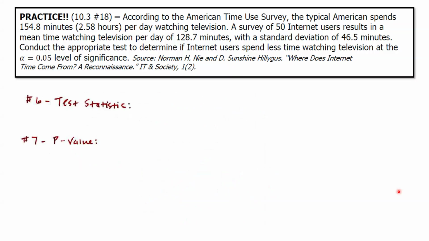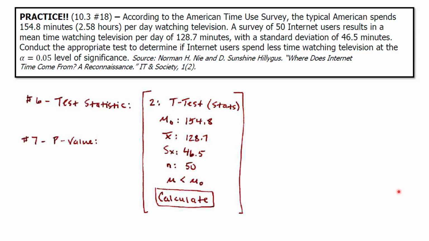Your next step, 6 and 7, is to find your test statistic and p-value. Your calculator populates both results for you. So you would open the t-test, identify your stats, enter them into the calculator, and press calculate, giving you a test statistic of negative 3.967 and a p-value of 0.0001. Okay.